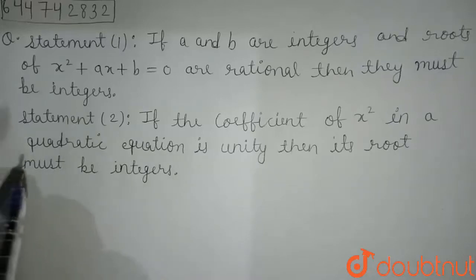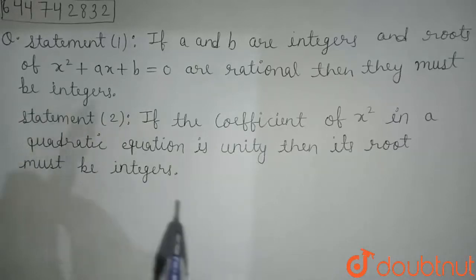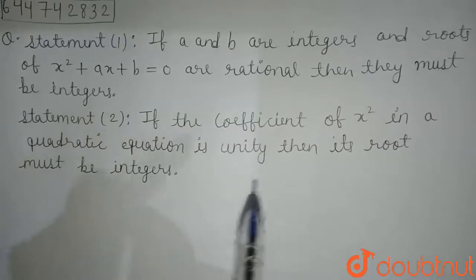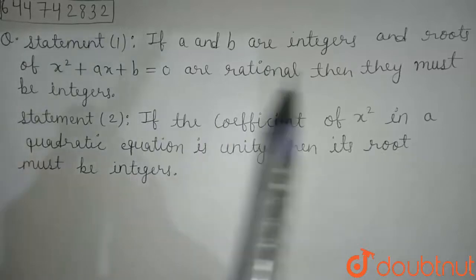Hello friends, our question is: Statement 1, if a and b are integers and the roots of x square plus ax plus b equals 0 are rational, then they must be integers. And statement 2 is, if the coefficient of x square in a quadratic equation is unity, then its roots must be integers. Okay, so in the first statement it is given that the roots are rational.